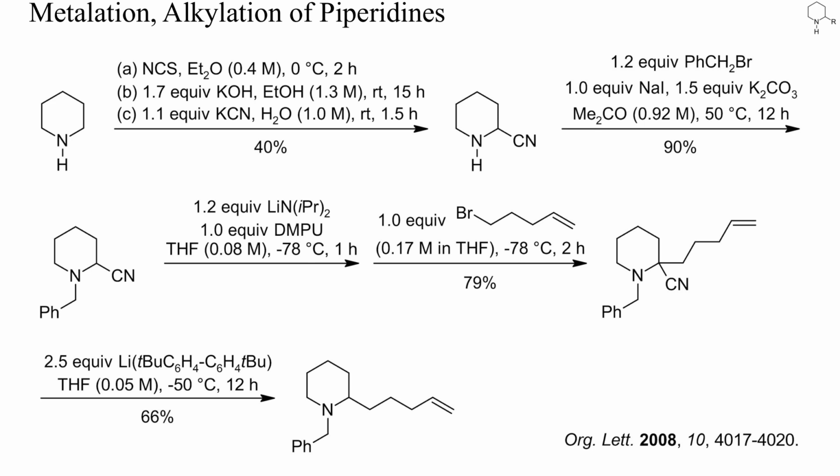2-cyanopiperidine can be prepared from piperidine by dehydrogenation and addition of cyanide to the intermediate imine. Here, after benzylation at nitrogen, this cyanopiperidine was lithiated and then alkylated with an alkyl bromide. Reductive decyanation was achieved by treatment with lithium biphenylide. Thus, the cyano group acted as a transient acidifying group.